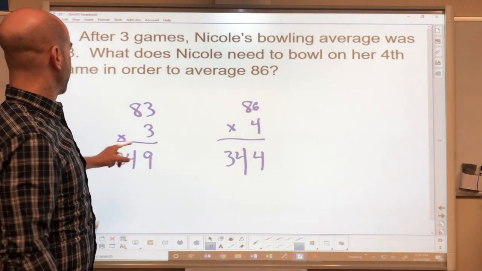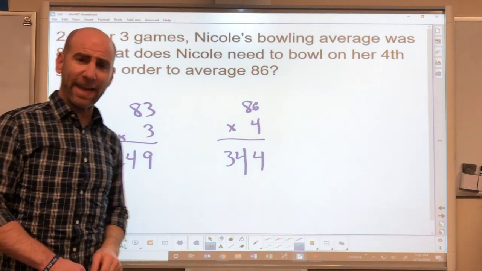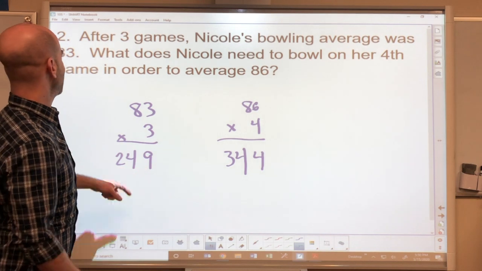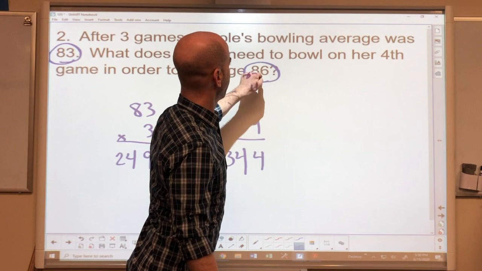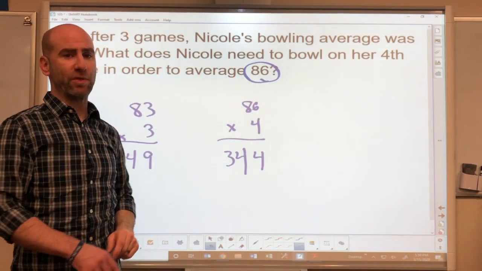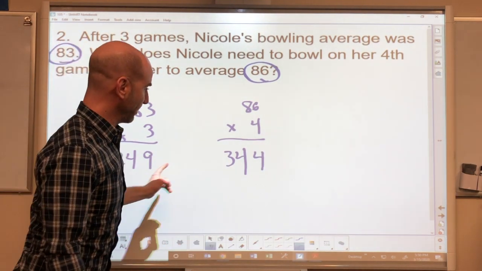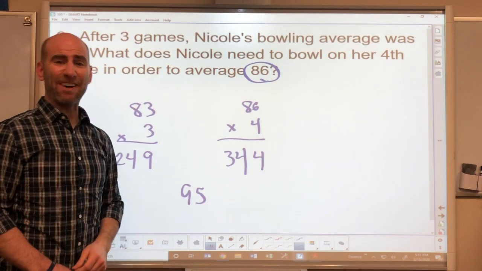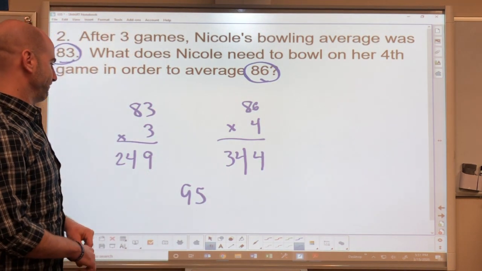Okay, so the total number of pins Nicole has knocked over in 3 games is 249. She needs to raise her average from 83 to 86 on the 4th game. So that means that her total number of pins knocked over will be 344. What is the difference between those two? She will need to bowl a 95 on her final game to bring her average up to an 86.